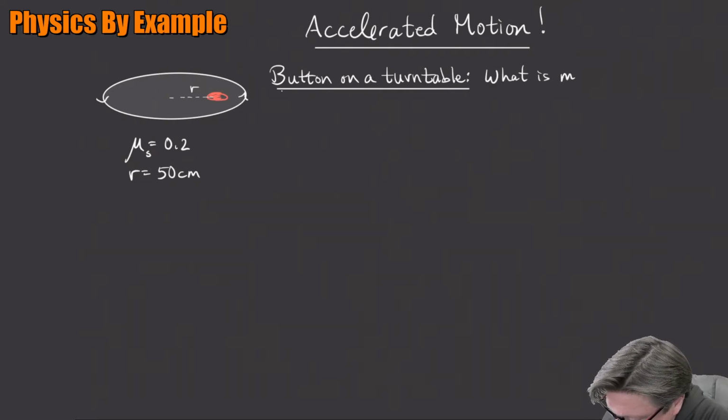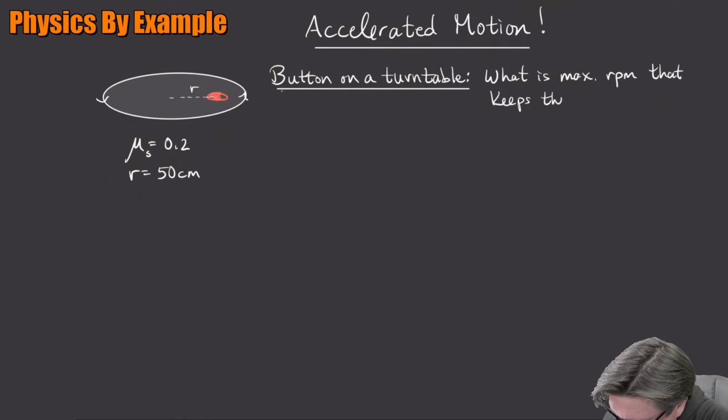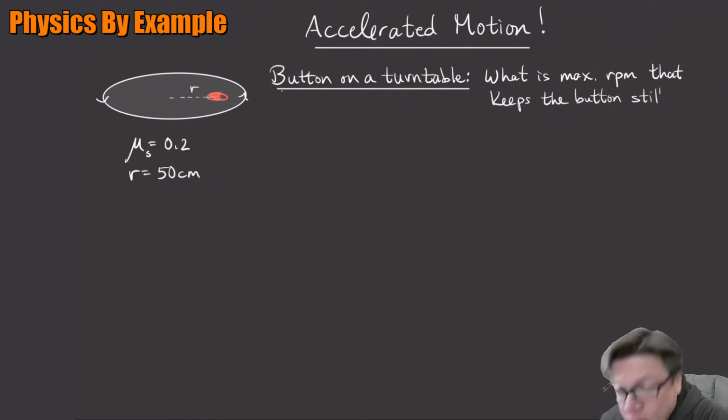what is the maximum RPM that keeps the button still, so that it won't start moving? Because you imagine if you spin this thing really, really fast, the button's going to fly off. So we want to keep it there. How is this going to work?